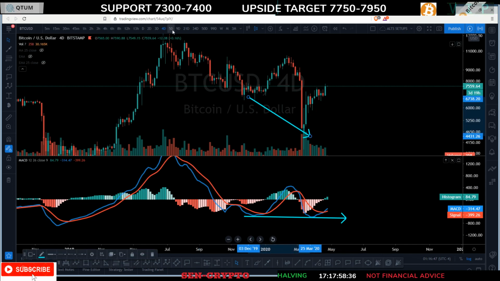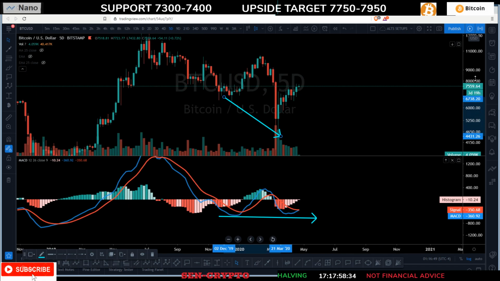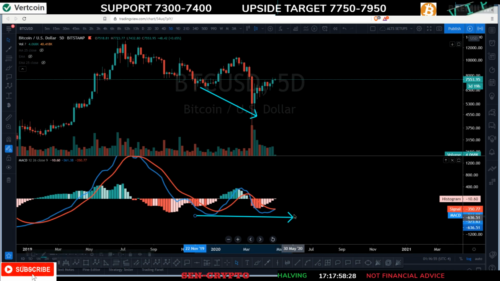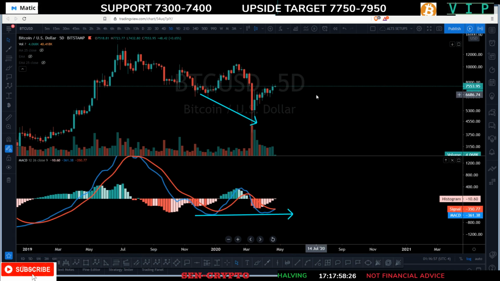On the 4-day chart. But the 5-day chart is cleaner. It is very, very clean for this bullish divergence, so pay attention to it. If you're bullish, you've got pretty good evidence for why we could be pushing higher.